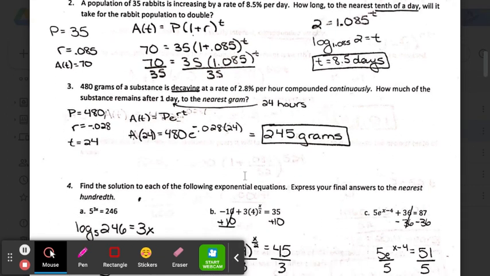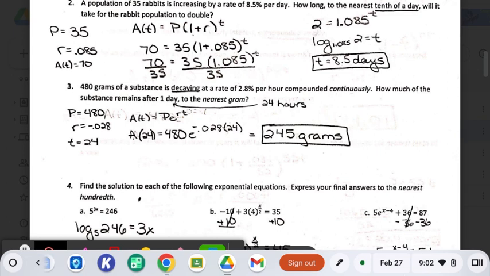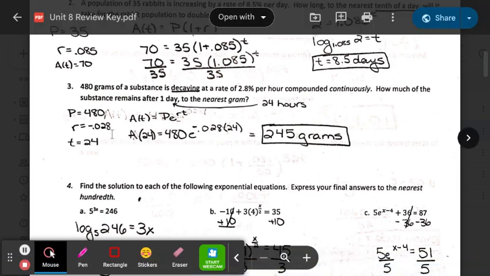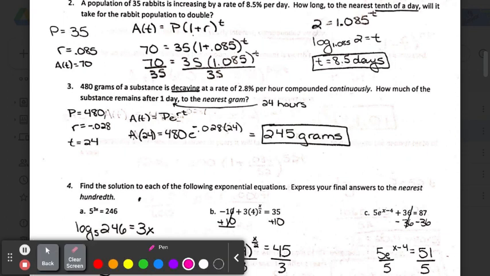Number 3, 480 grams of a substance is decaying. That means it's going down at a rate of 2.8% per hour, compounded continuously. That means we're using the PERT formula. How much of the substance remains after 1 day to the nearest gram? So you have to just double check. It's compounding continuously, but that rate is per hour. So that means we're looking at 24 hours.